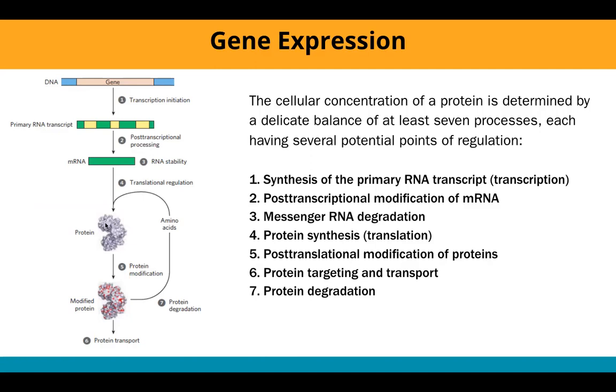And once proteins are formed, these proteins can be modified through post-translational modification of proteins. The next is protein targeting and transport. And lastly is protein degradation. Now, all of these processes during gene expression can be regulated at a certain point, and it can also affect expression of genes or expression of a certain product of the gene.